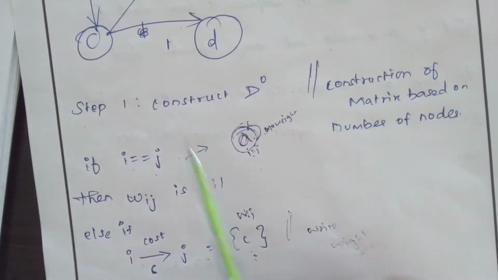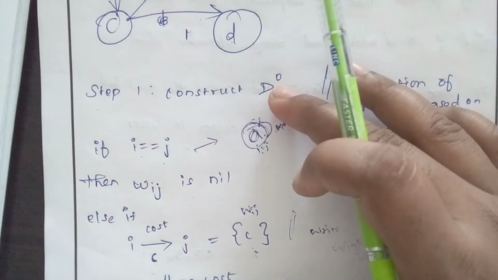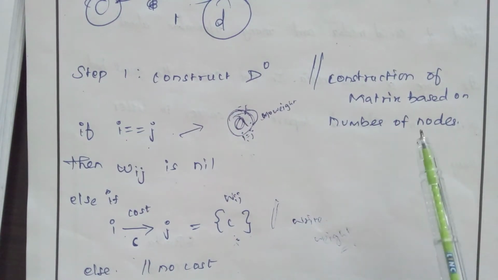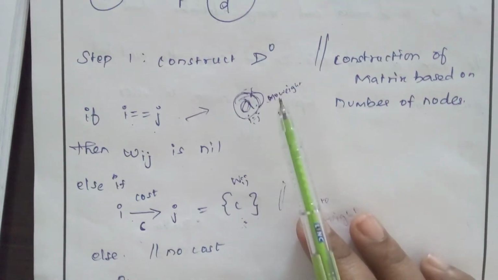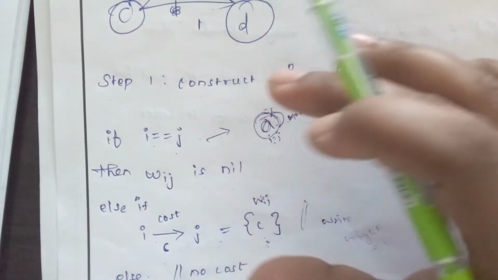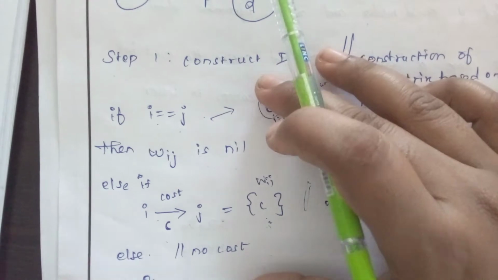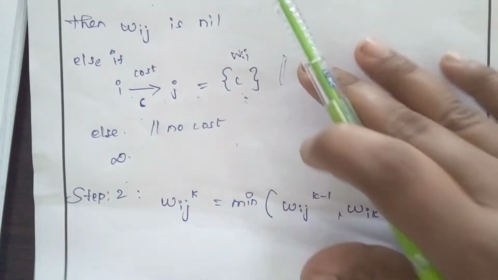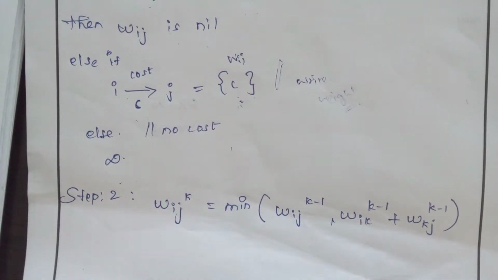The first step is the construction of the matrix, based on the number of nodes. Up to here is the construction of the matrix. They are using this method. The next step is that we are going to solve this.